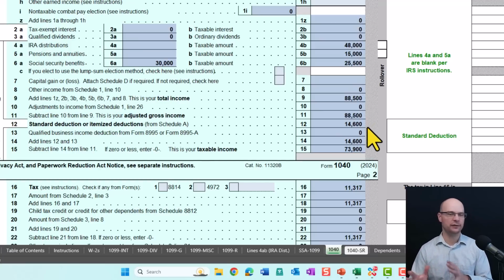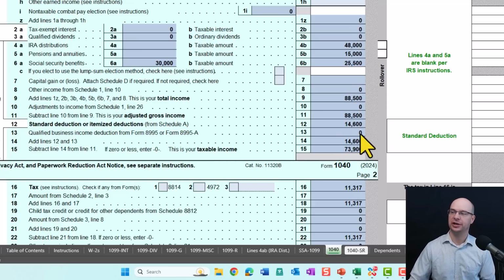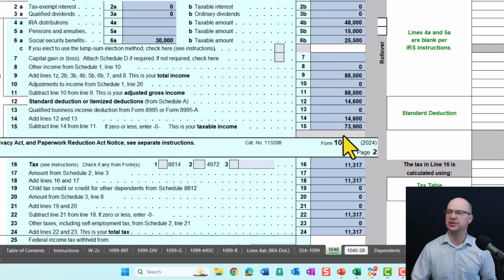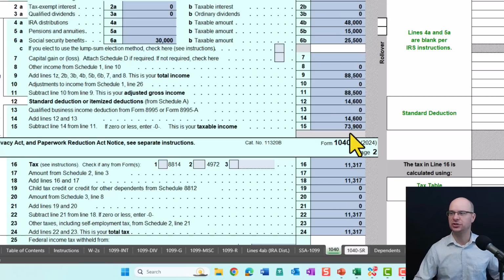Remember, in the U.S., everyone has the choice to either itemize or take a standard deduction, whatever's the larger of the two. That brings your income down for tax purposes. And this is the bottom line number for Robert that is actually subject to tax, $73,900. Now, when we run that through those marginal brackets that we were looking at just previously, he's going to be paying tax at the 10%, 12%, and 22% levels. Some is going to get taxed at each rate.